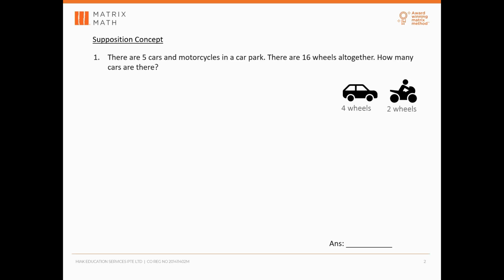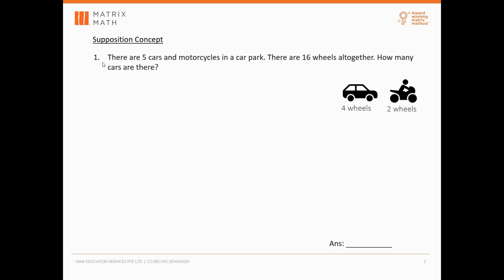Okay, but do not worry if students are not able to get the concept straight away after the first time that they're being taught. This concept is actually introduced all the way to P6 in increasing difficulties. Okay, so let's look at an example of a P2 supposition concept.